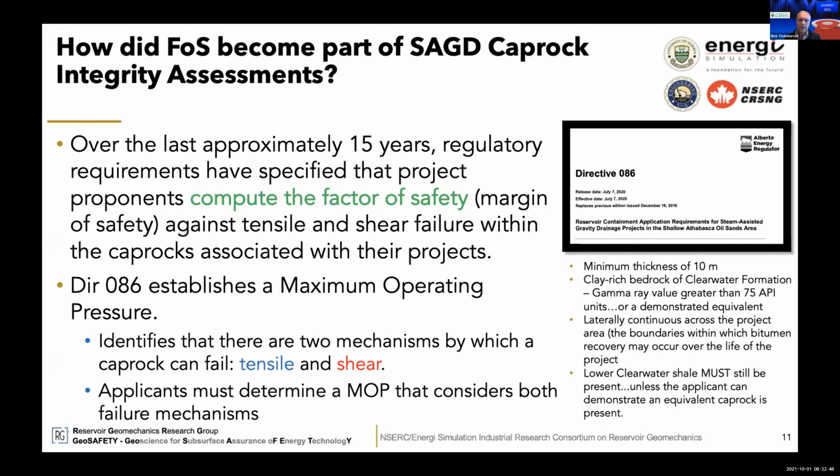Factor of safety entered the language mostly because of the regulatory requirement, the issuing of Directive 86 in Alberta, since the Joslyn event, and it actually states to compute the factor of safety. Margin of safety is sometimes used, but it wants you to compute the factor of safety against tensile and shear failure. So that directive, in terms of maximum operating pressure, wants you to define a factor of safety against 2 primary mechanisms. One is a tensile failure and one is a shear failure. And that's what you have to determine for your MOP.